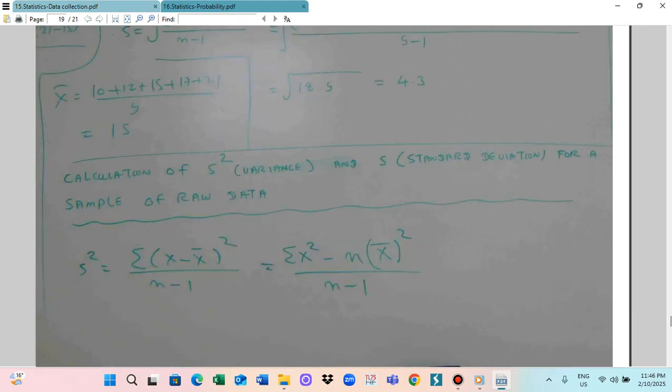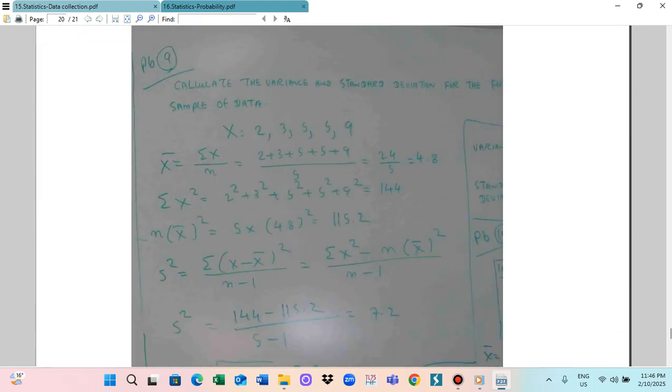Okay, this one we also have to calculate the standard deviation and variance for the data 2, 3, 5, 5, 9. Firstly you have to calculate the mean, x bar. The mean you can calculate as summation x divided by n. So you add all of them, 2 plus 3 plus 5 plus 5 plus 9, divided by 5. Then you get 24 by 5, which is equal to 4 by 8. So the mean is 4 by 8.